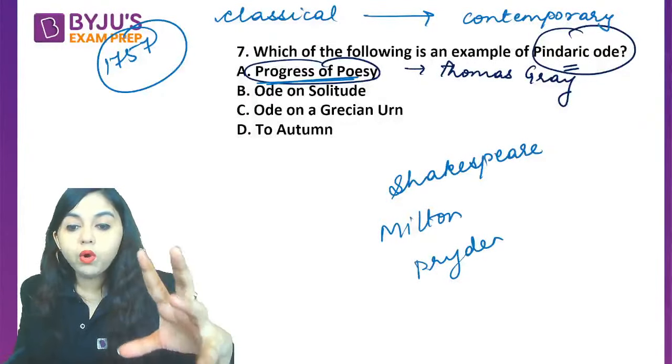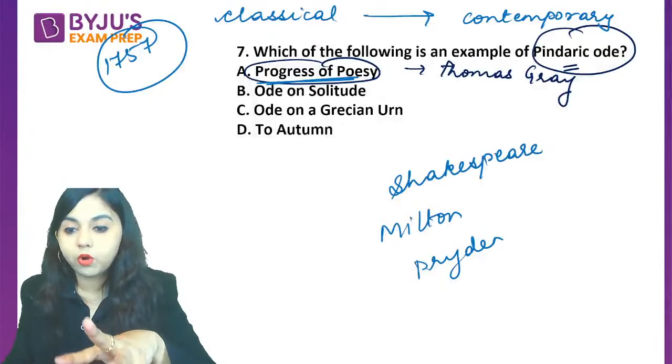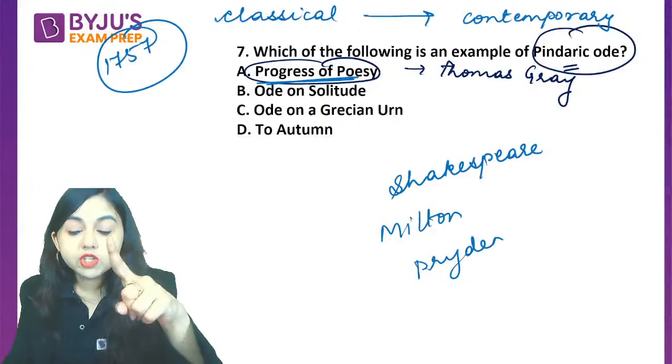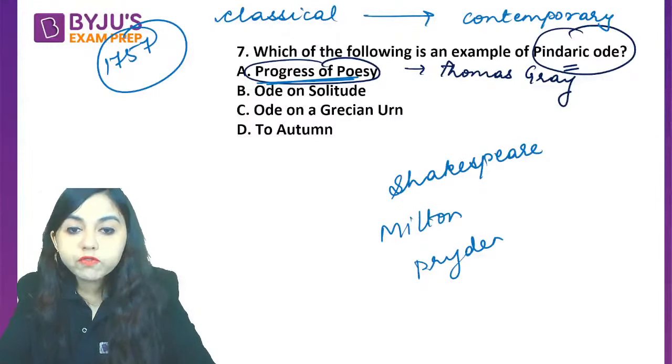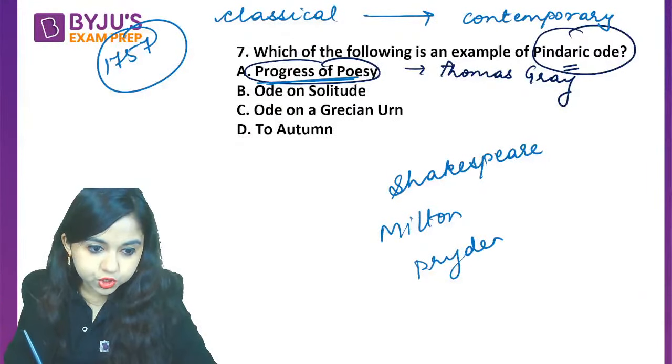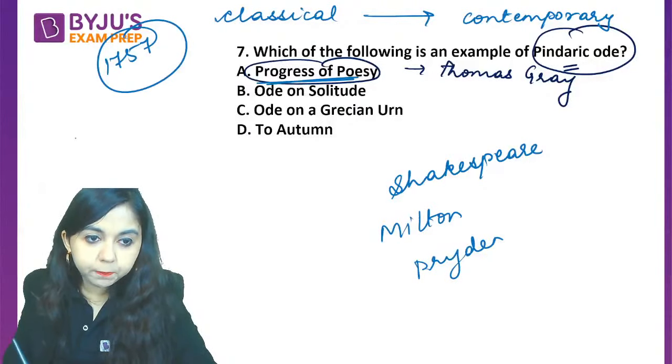The Pindaric Ode was composed in triple units, or a group of three units, with strophe, antistrophe of the same construction, and an epode. Strophe was there, antistrophe was there. I'll just use a different colored pen. So the Pindaric Ode, you can even write this down.